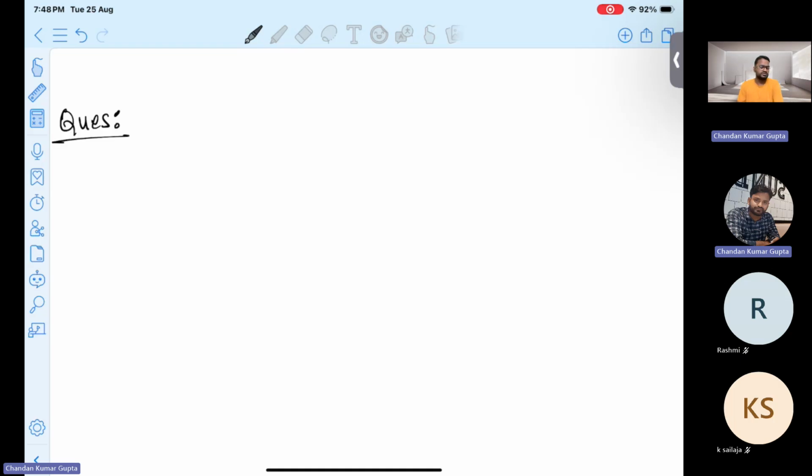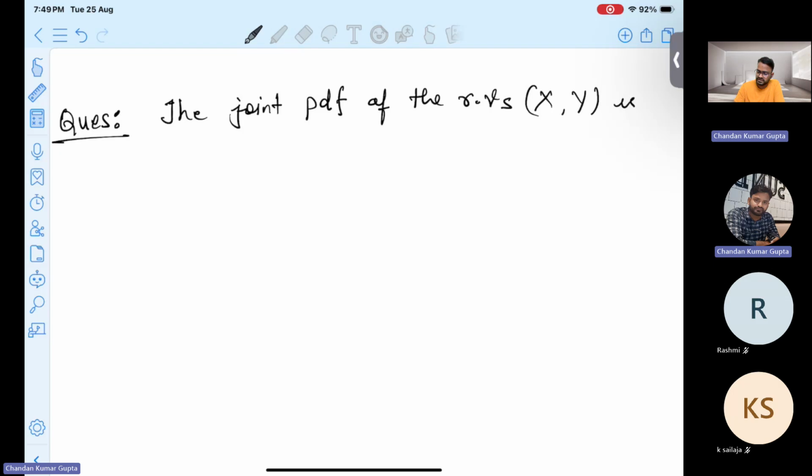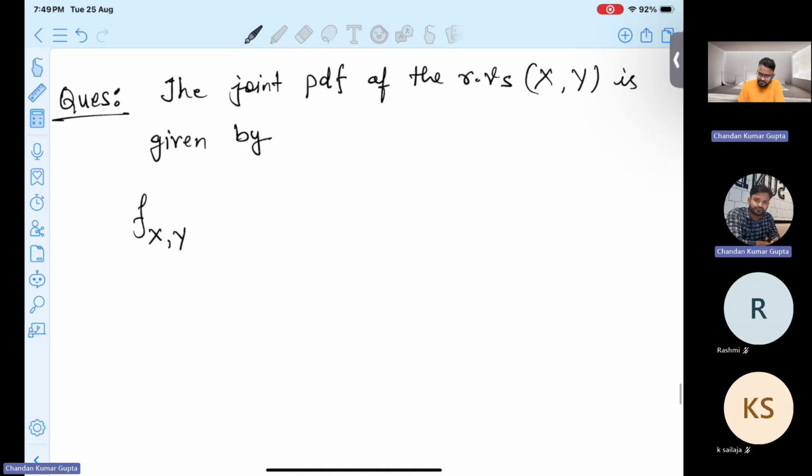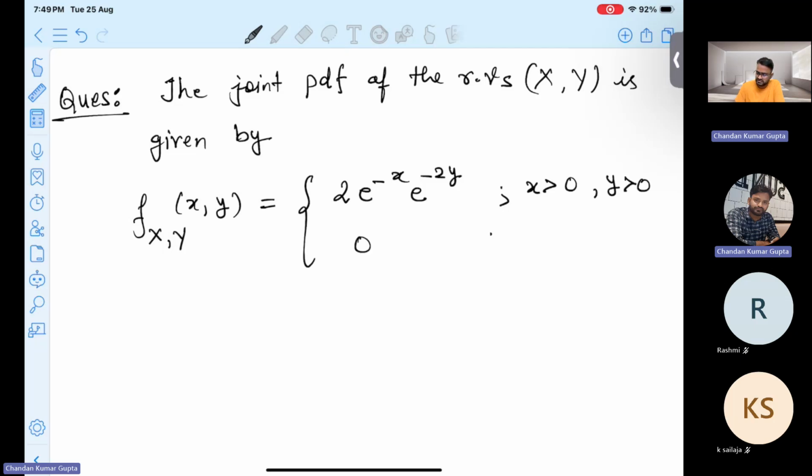So the first question: the joint probability density function of the random variables x and y is given by 2 e to the power minus x, e to the power minus 2y, for x greater than 0 and y greater than 0, and 0 otherwise. So this is the given joint PDF of the random variables x and y.